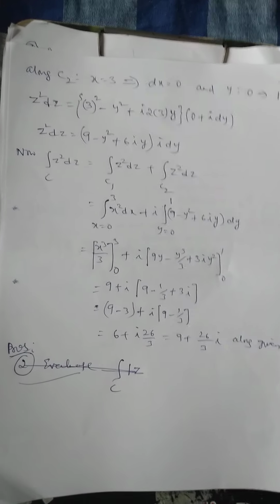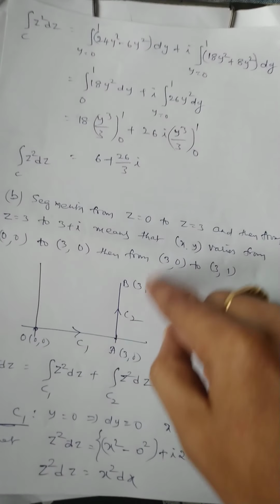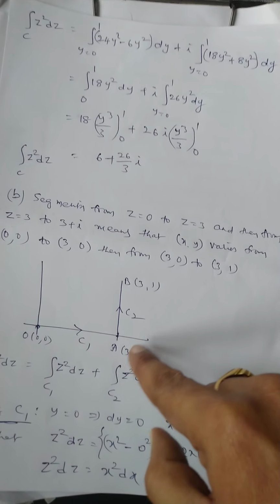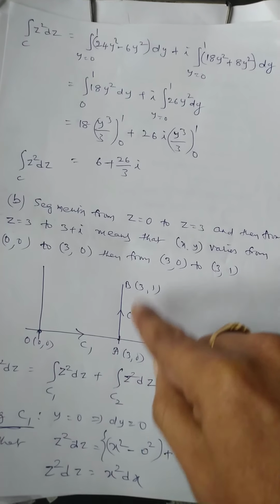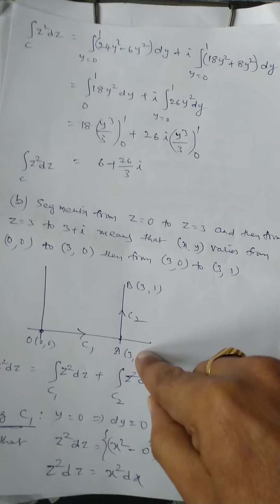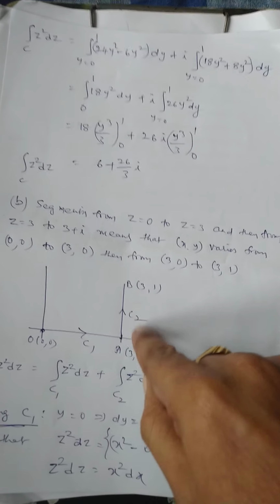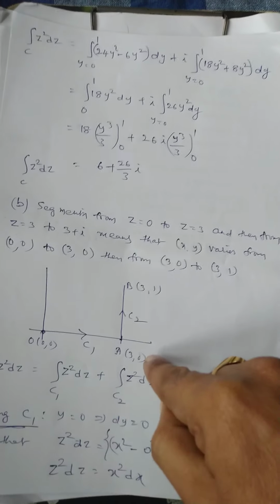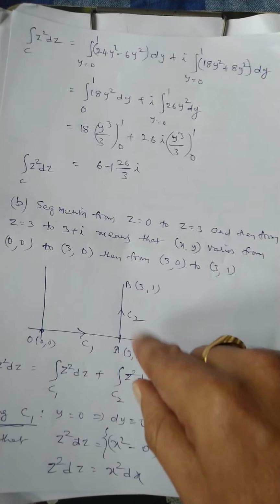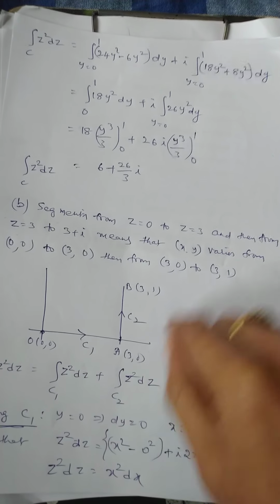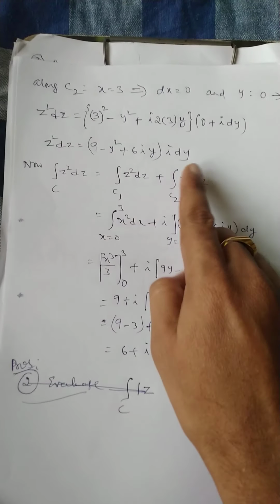Now the same thing along C2. Along C2, look here, x remains the same, from (3, 0) to (3, 1). That means x equal to 3 and y varies from 0 to 1. x equal to 3 means dx equal to 0, since the derivative of a constant is 0. Y varies from 0 to 1, and by putting x equal to 3 and dx equal to 0 in z square dz, that simplifies.